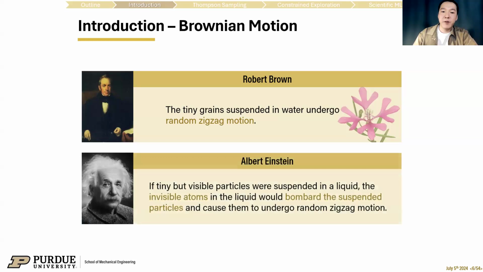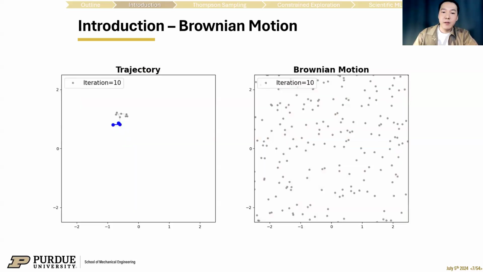A better understanding of Brownian motion came later when Albert Einstein gave the first mathematical model in 1905. He explained that if tiny but visible particles were suspended in a liquid, the invisible atoms in the liquid would bombard the suspended particles and cause them to jiggle. This irregular random motion of the particles could be directly observed on the microscope.